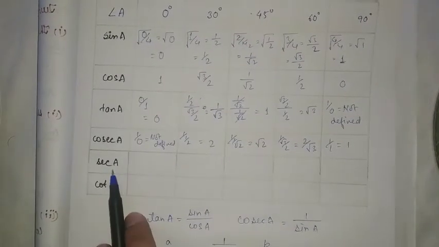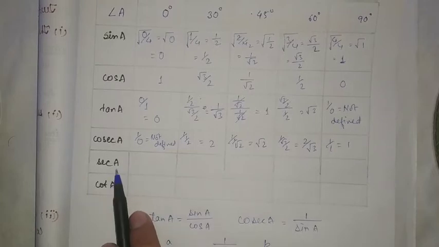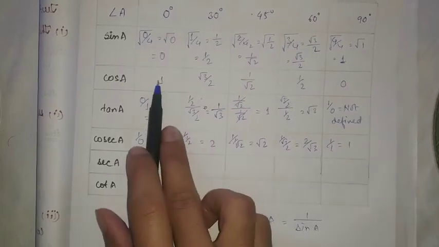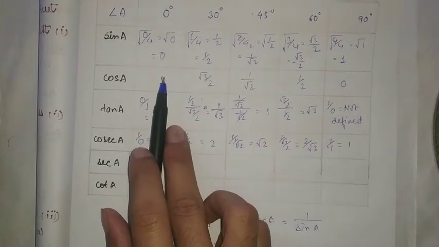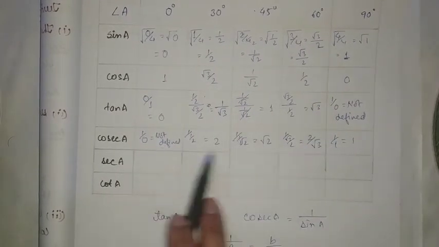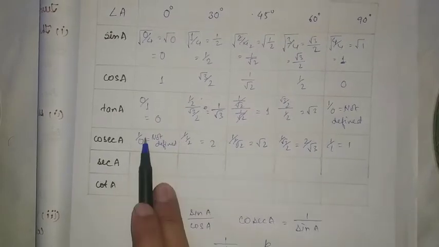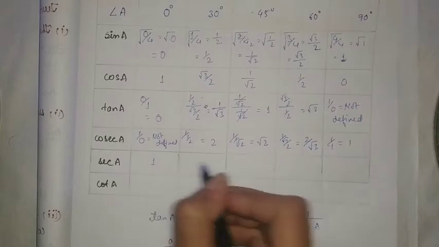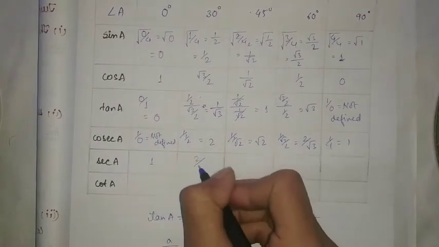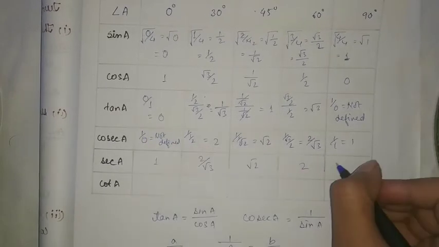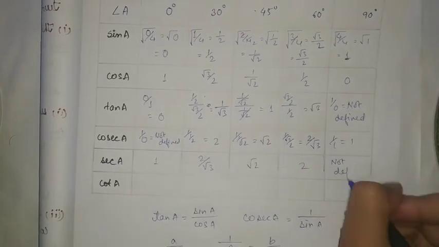Now there are two techniques for writing the value of sec of A. Either we can just reverse the values of cosec of A, or we can write the reciprocals of the values of cos of A. It will be easy if we write the inverse of these values. Like this, 1 comes here, 2 by root 3 comes here, root 2 stays here, 2 comes here, and this is not defined.